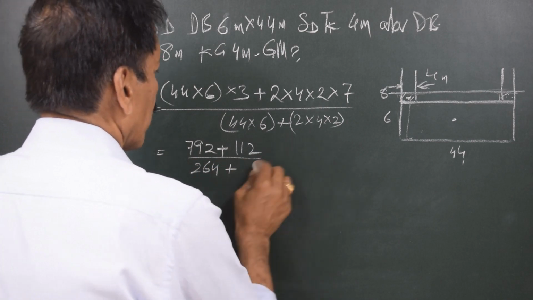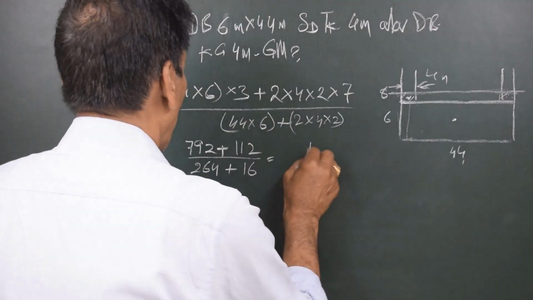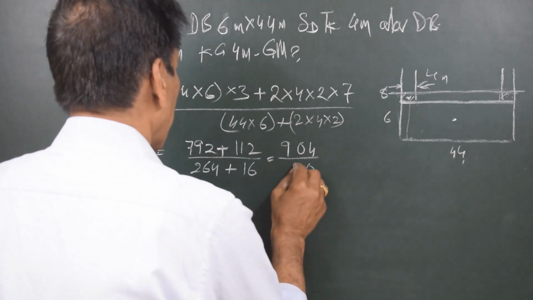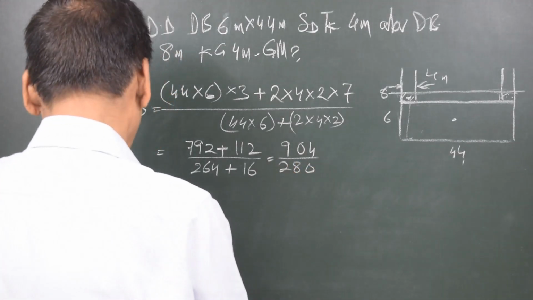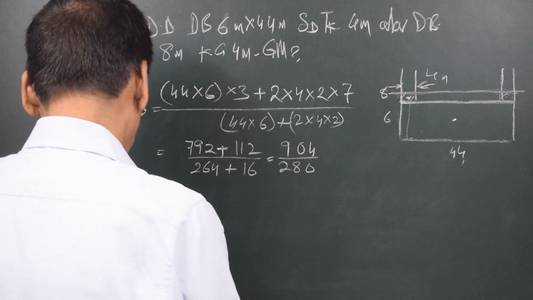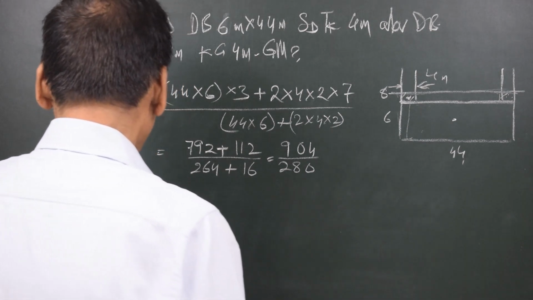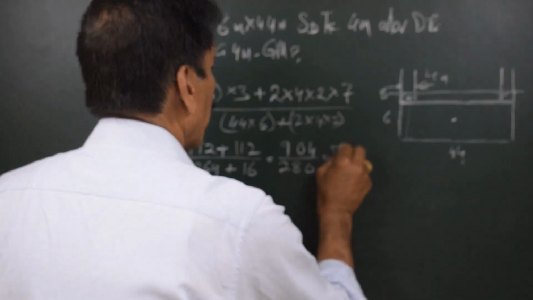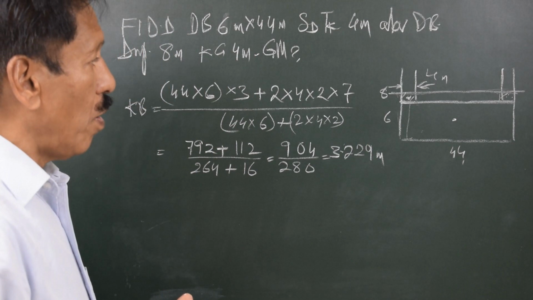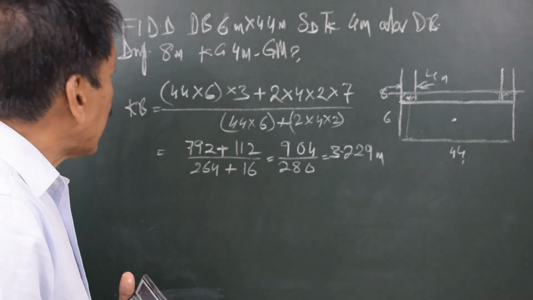plus 16. So that is equal to 904 divided by 280. So 904 divided by 280 gives me 3.229 meters. That is the KB of the craft, right? This is done by taking the moment of area about the keel.